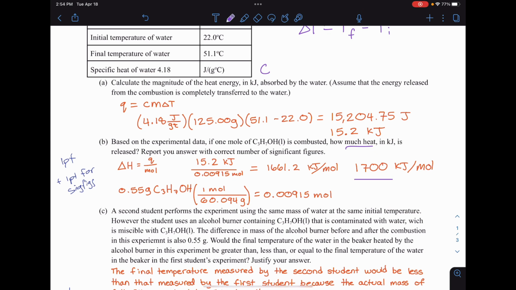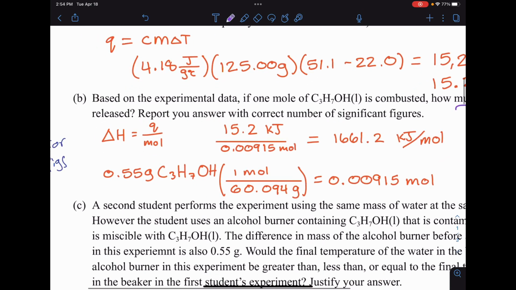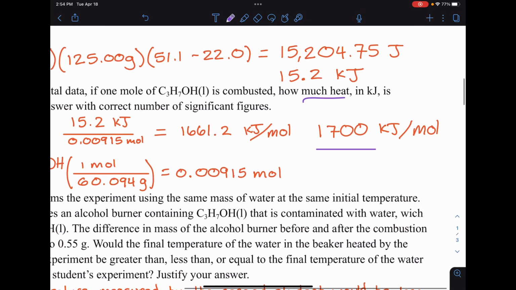So because we had only 2 significant figures from the mass of the propanol in grams, our end answer right here needs to be rounded to 2 significant figures. So you can see that the 6 here is going to round the second sig fig up to a 7. So we've got 1700 kilojoules per mole.